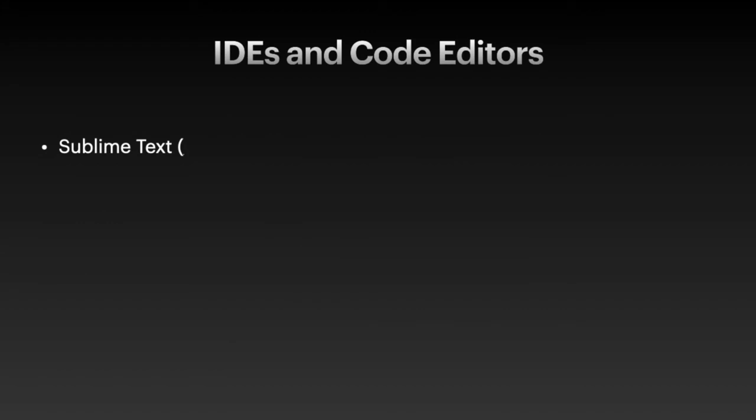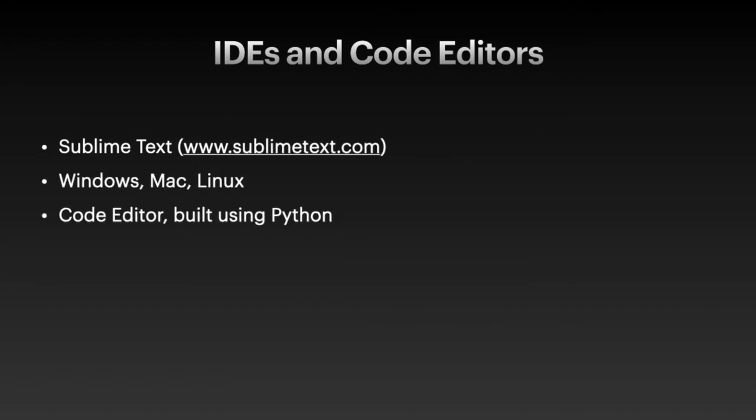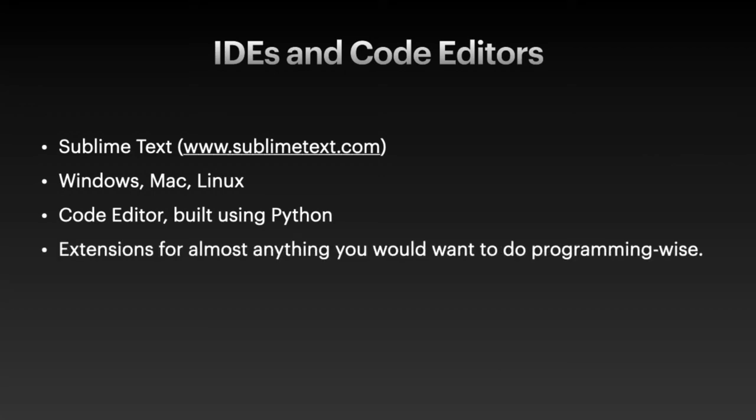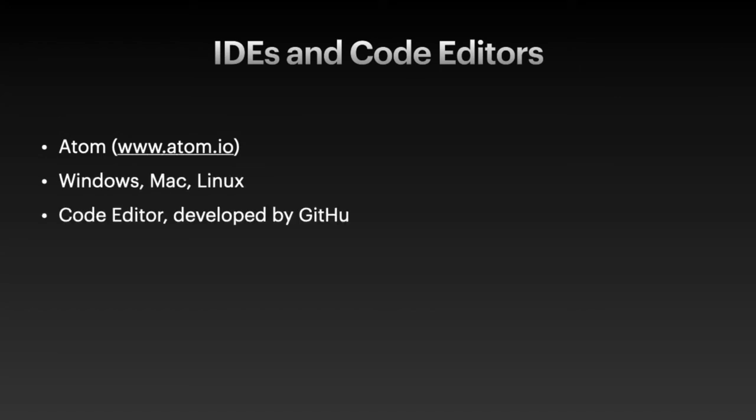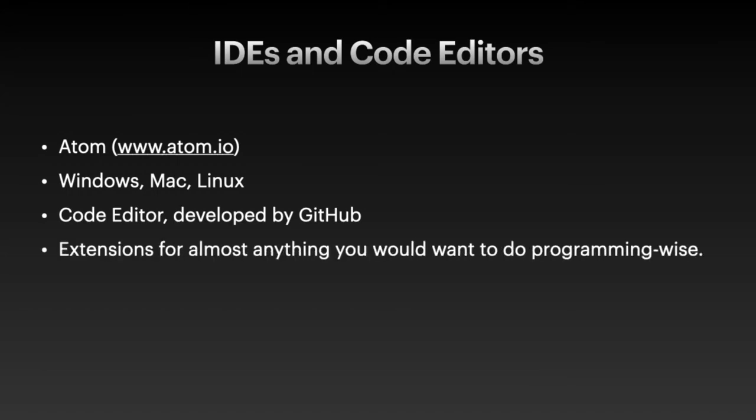Next up is Sublime Text, available for Windows, Mac, or Linux. It's an absolutely spectacular code editor built using Python. Again, has extensions for almost anything you would want to do programming-wise. It's a commercial product, and it's $80 for a perpetual license. Next up is the Atom editor, available for Windows, Mac, and Linux. It's a code editor developed by GitHub, has extensions for almost anything you'd want to do programming-wise. Are you starting to see a trend here? Open source, it's on the MIT license, and it's free.